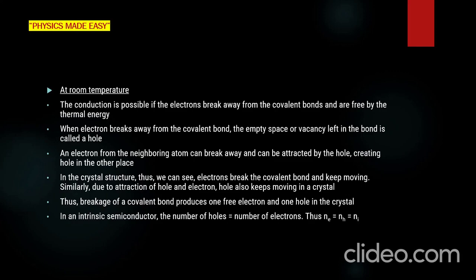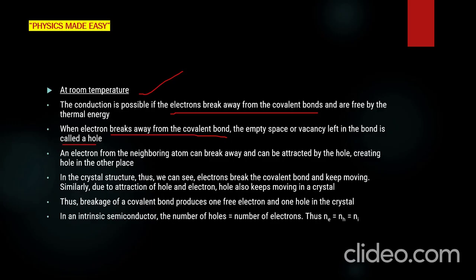And what happens at room temperature? Conductivity is possible at room temperature if electrons break away from the covalent bond and become free by thermal energy. When an electron breaks away from the covalent bond, an empty space or vacancy is left in the bond, which is called a hole.